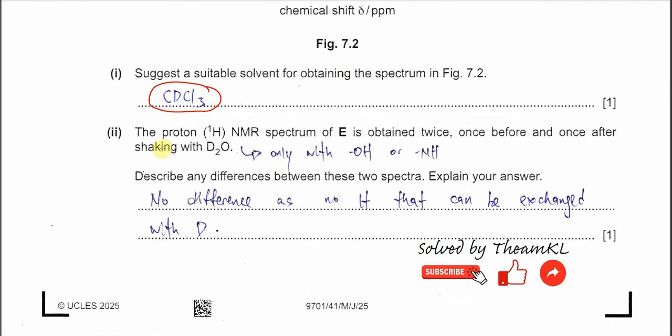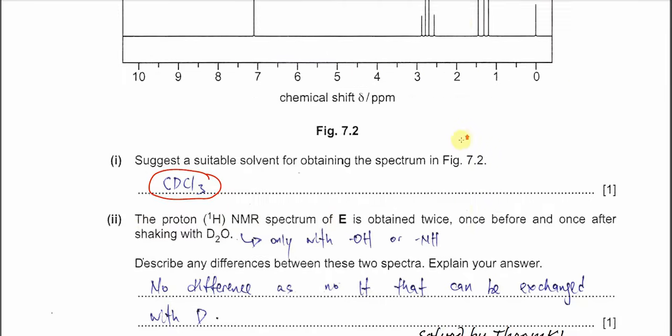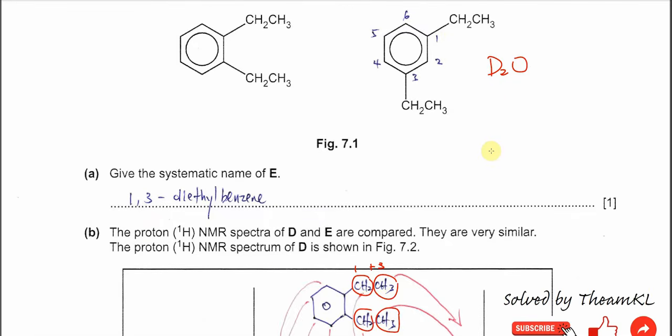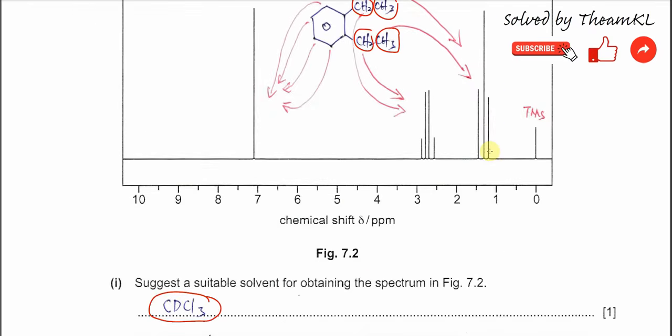Part 2. The proton NMR of E is obtained twice. E again is this. E has no COOH, no OH, no NH. It's just a normal hydrocarbon. So when this compound is shaken with D2O, there is no proton exchange. The signals are unchanged, because there is no OH or NH bond, so the signal will not disappear.